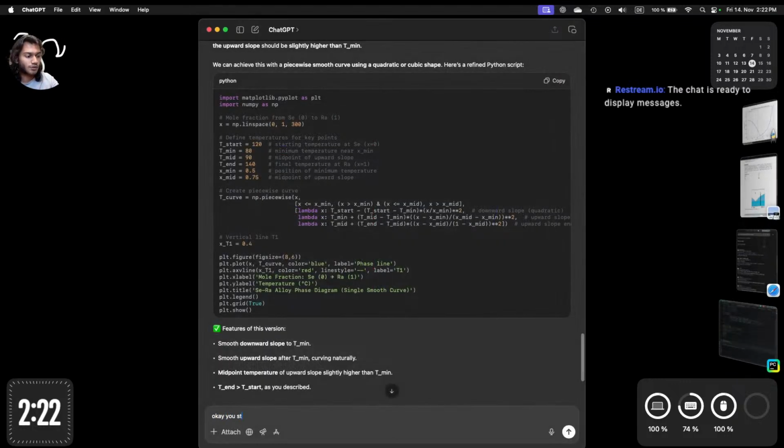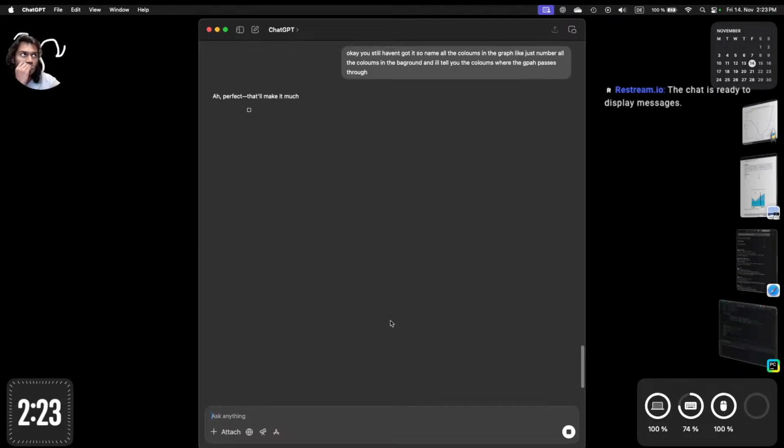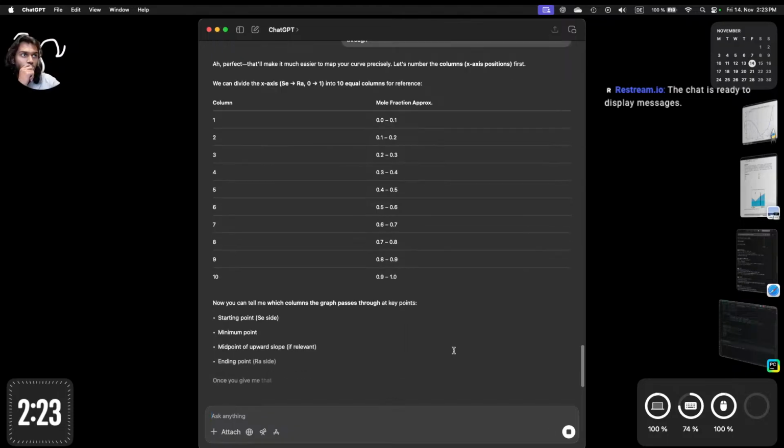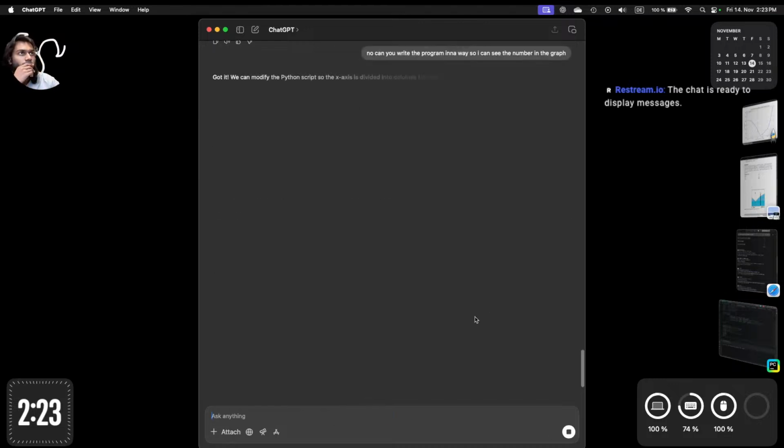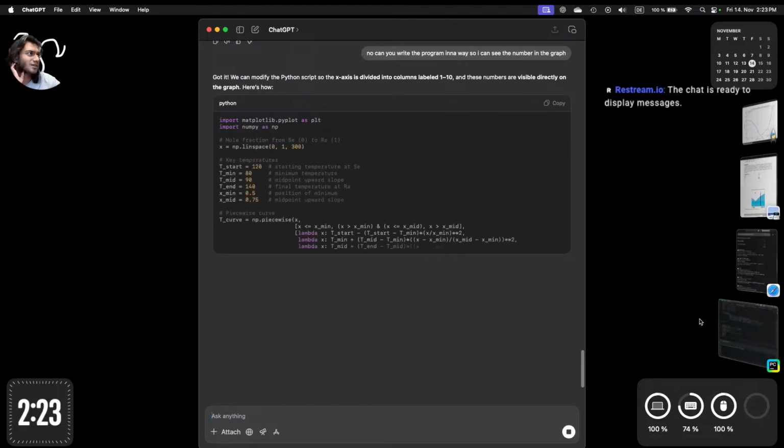Okay, you still haven't got it. So name all the columns in the graph. Just number all the columns in the background, and I'll tell you the columns where the graph passes through. Now, can you write the program in a way so I can see the numbers in the graph? I don't think there's more than 10 columns.